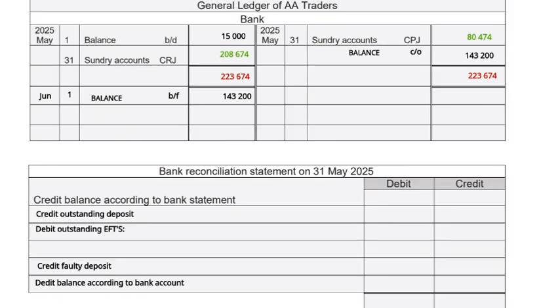Our bank reconciliation statement is a new format that you've got to study. You're always going to start with your balance according to your bank statement. It can be a credit or a debit balance. Then you will credit any outstanding deposits. You will debit any outstanding EFTs. There can be quite a few, sometimes 2 to 3. Then you will credit any error made, whether it was a faulty deposit or any faulty entry, and then you will have a debit or credit balance according to bank account. Once you've entered all of these transactions, you will add your debit and credit columns, and those two answers must be the same in order to balance.